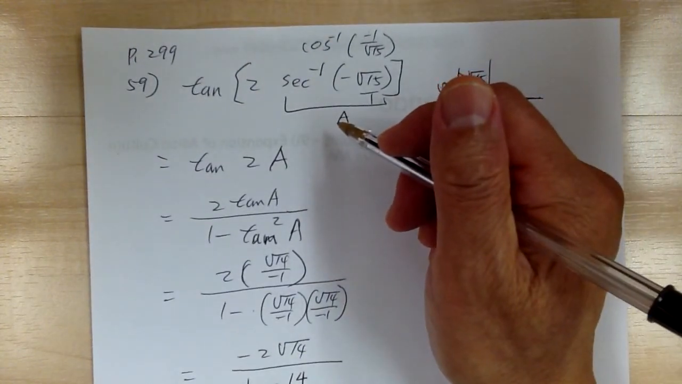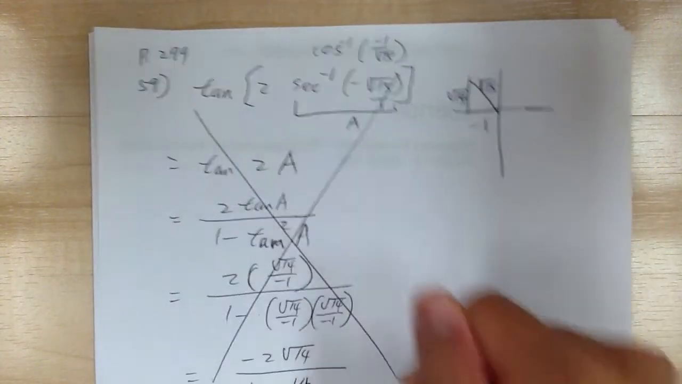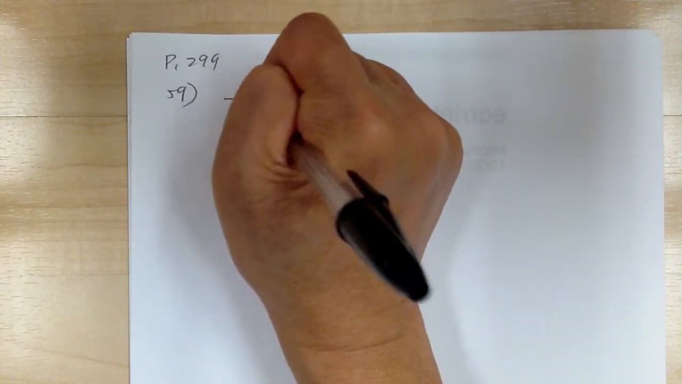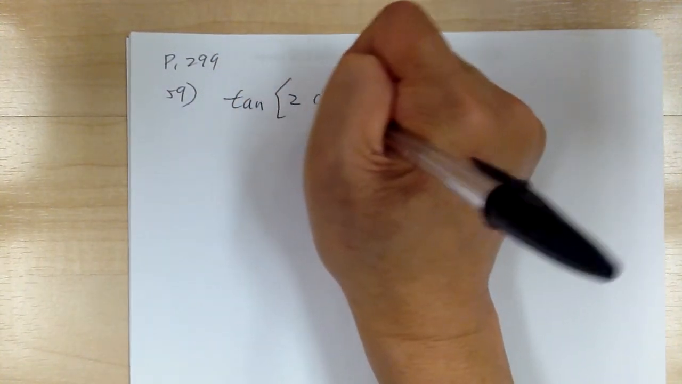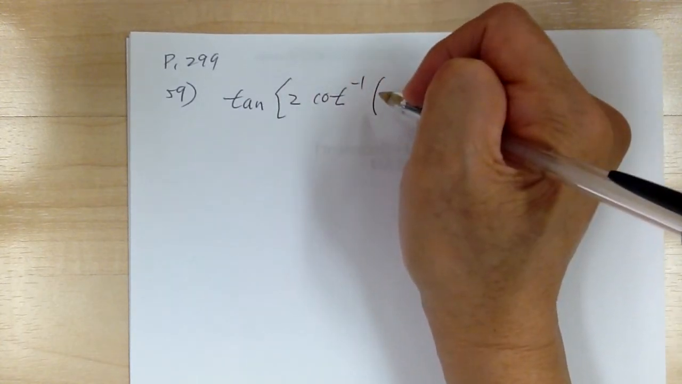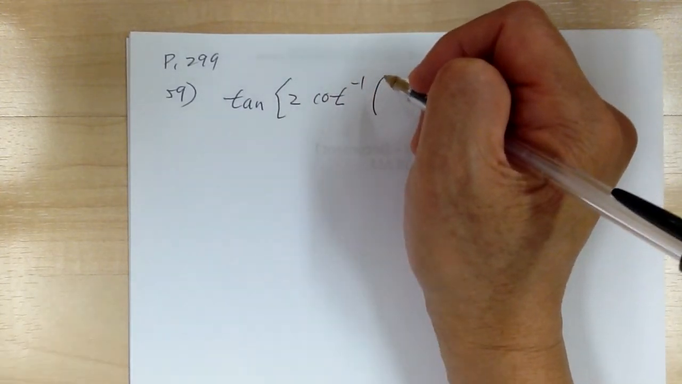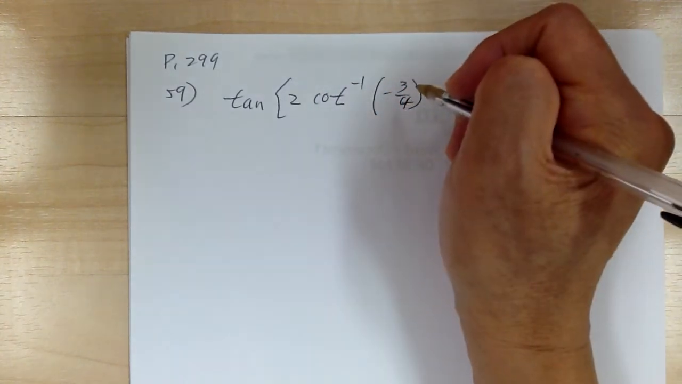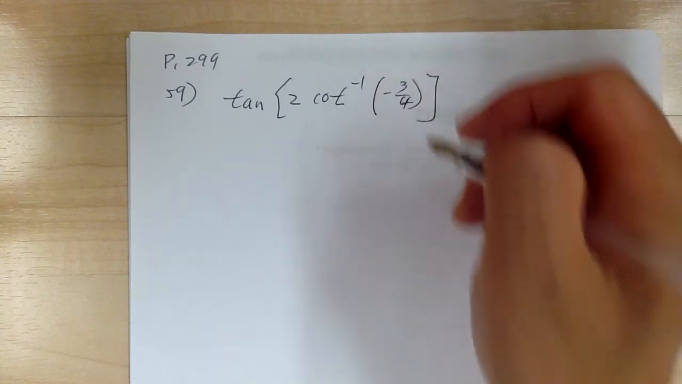I copied the problem wrong. Okay. Redo 59. I copied the problem wrong. It's tangent of 2 cotangent. So you have to be careful how you copy. Sometimes when you go back and forth, your eyes will jump. So a good idea is to use your finger or just put a piece of paper.